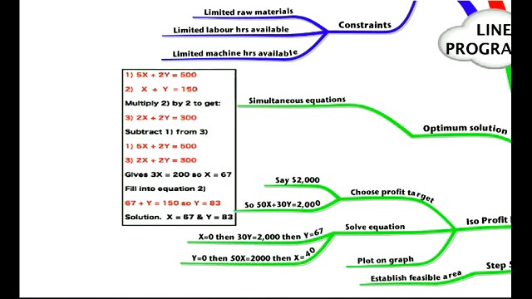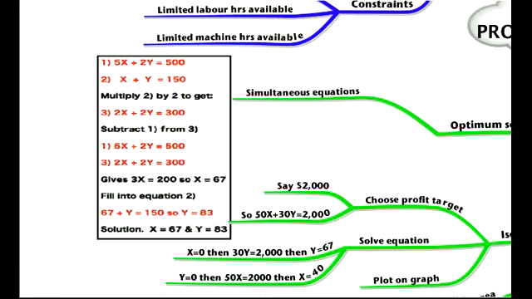At that point, we need to do a simultaneous equation to work out how much profit we're going to make. Okay, so we take the two equations, the two constraints, number 1 and number 2 at the top there. We're going to multiply equation 2 by 2 to get 2x plus 2y equals 300. That will enable us to get rid of the y's. So we subtract equation 1 from equation 3 that we just calculated. So 2x from 5x equals 3x. 2y from 2y equals nothing. So 3x equals 500 less 300 equals 200. So 3x equals 200. So x equals 67.